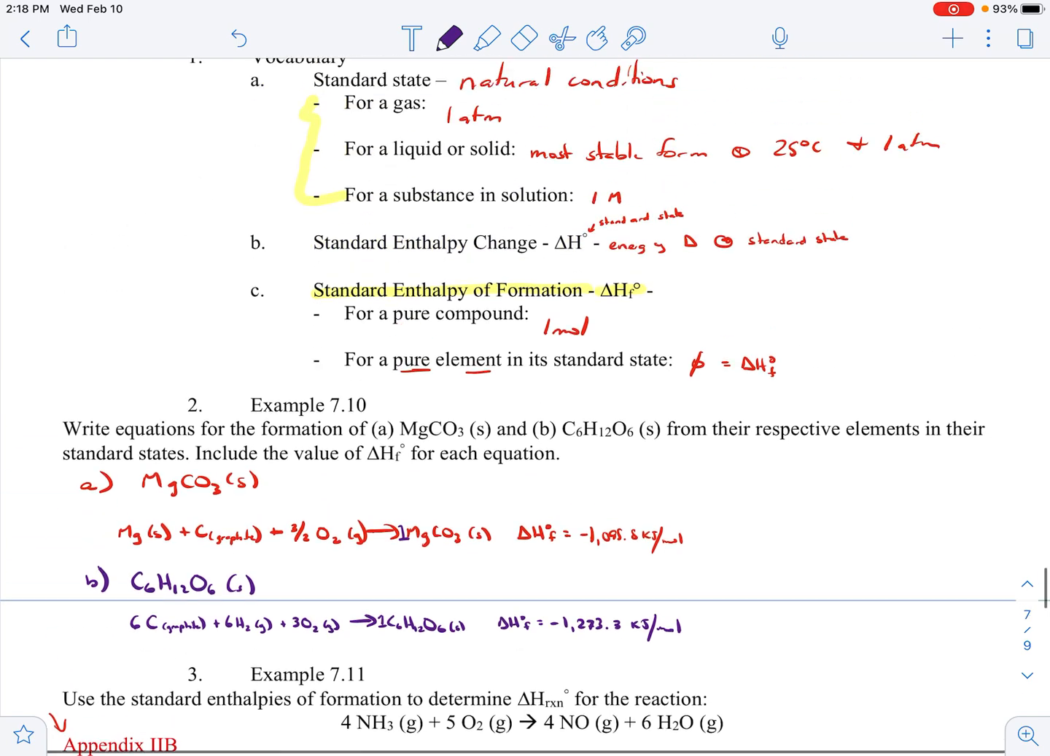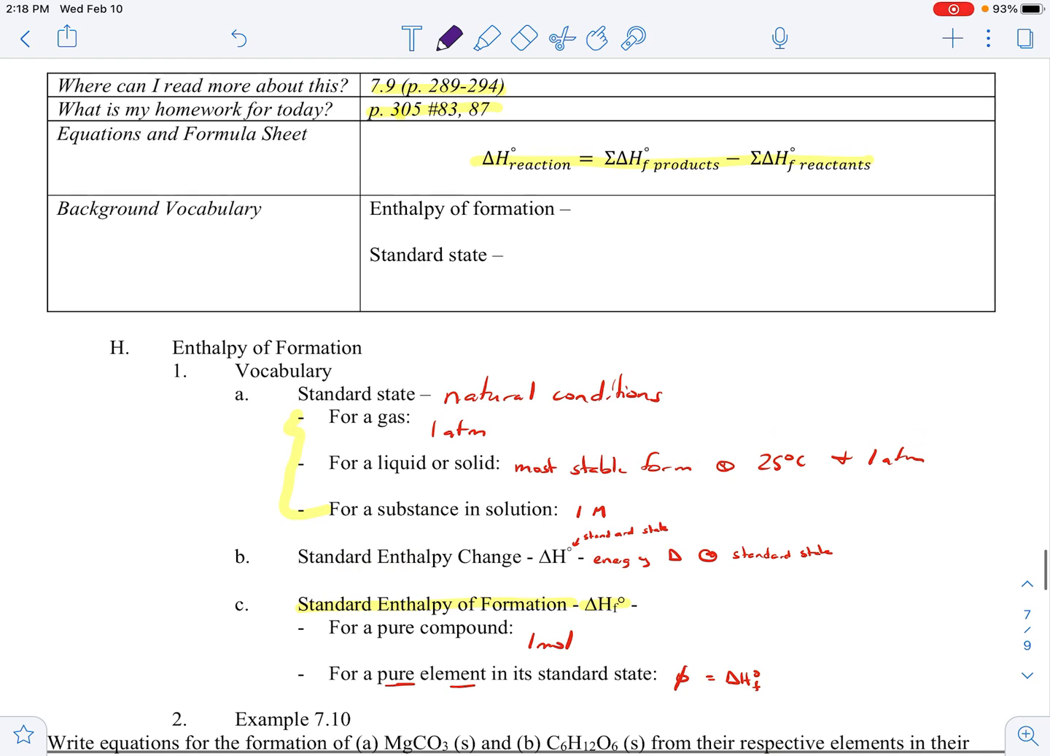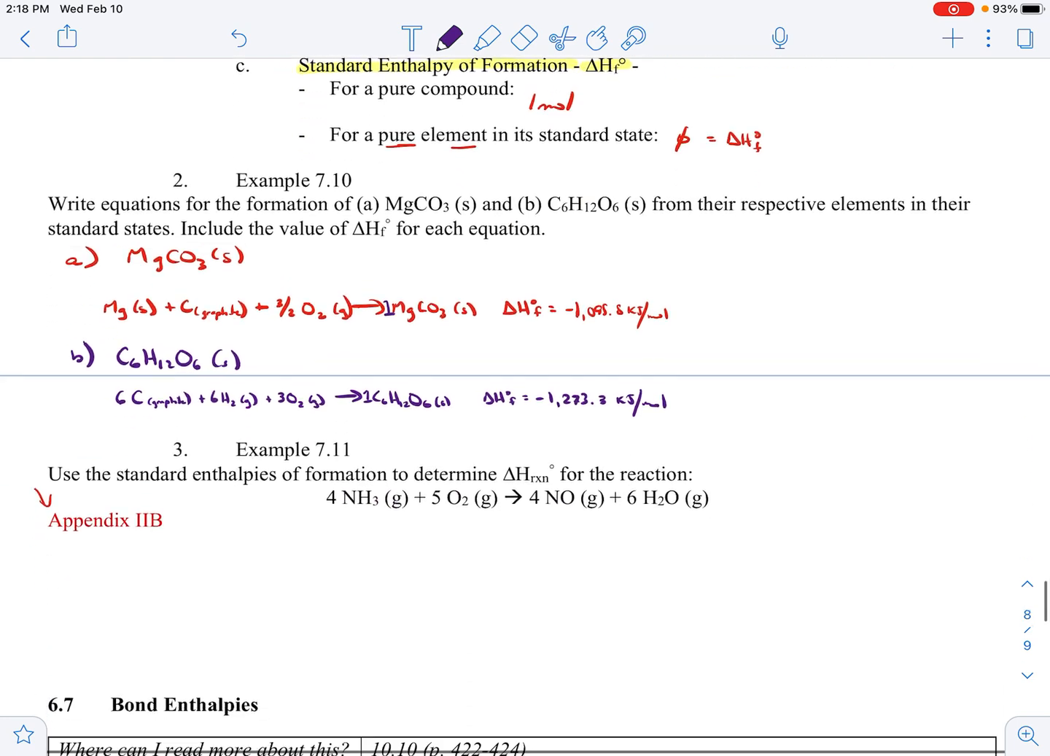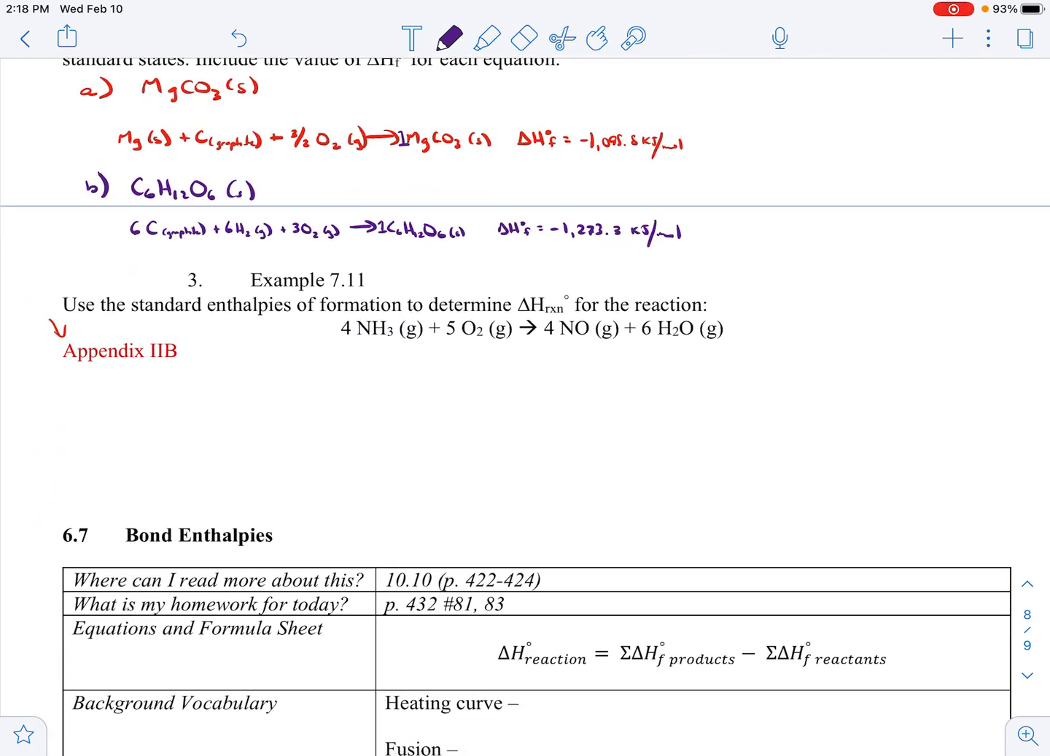And this is where this formula comes into play. We're going to take the sum of the moles of the products minus the sum of the moles of the reactants. And again, we're just going to look up those formations in Appendix 2B, or they might even be on this page 290. We'll take a quick peek for those first. But our first step is we want to take products minus reactants.